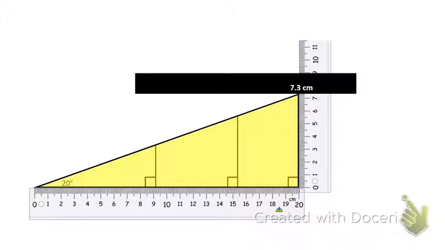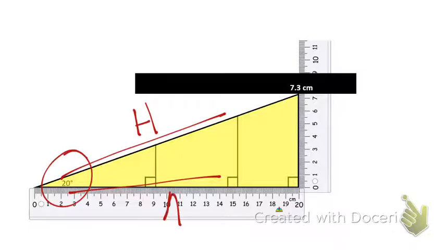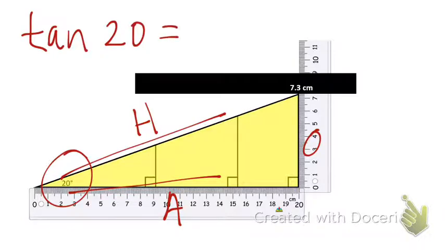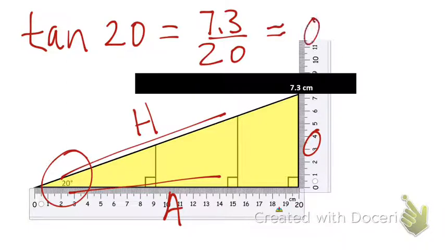So if we label our triangle, we'll have our reference angle, the two sides that make the reference angle, hypotenuse, adjacent, opposite. So the tangent of 20 is going to be the opposite over the adjacent, which is 7.3 over 20. And if we write that as a decimal, the tangent in this 20-degree right triangle will be equal to approximately 0.365.